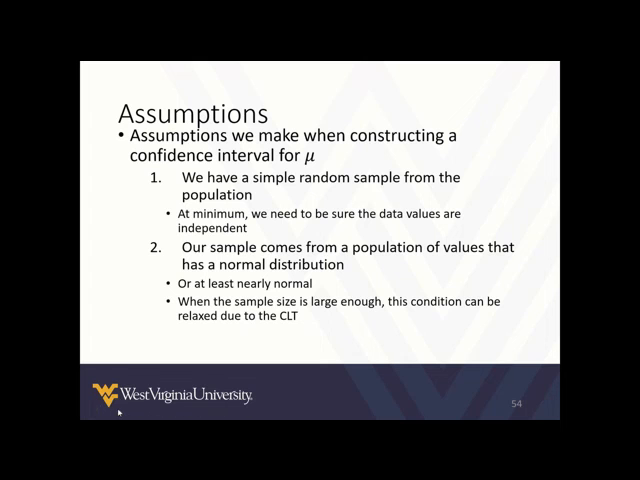All right, so to end this lecture, I just wanted to talk about some assumptions we need when we're constructing a confidence interval for mu. One, we have to have a simple random sample from the population. And at the minimum, we do need to be sure that our data values are independent. And two, our sample comes from a population of values that does follow the normal distribution or is at least nearly normal, or we need to have a sample size large enough that the condition can be relaxed due to the central limit theorem.